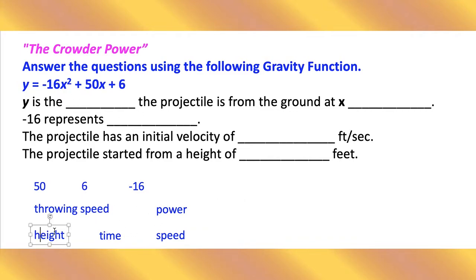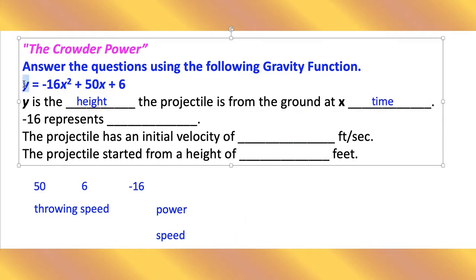Y is the height. Height, the projectile is from the ground after x time. All right, so remember, gravity functions are always, the height is going to equal all this stuff where x is the time in seconds. Oh, so I should probably write that down. Time in seconds, just to be sure. Negative 16. Now, if you think about all the things that go into a gravity function, there's the initial starting point, there's how hard you threw it, and then this is always terms of gravity.